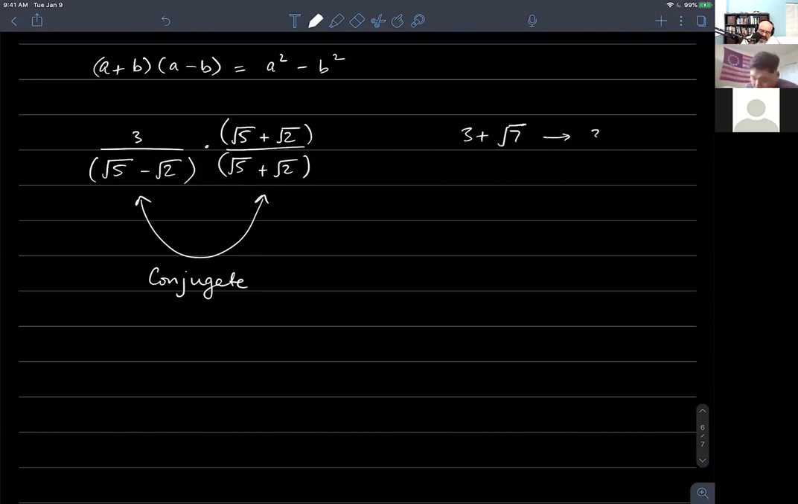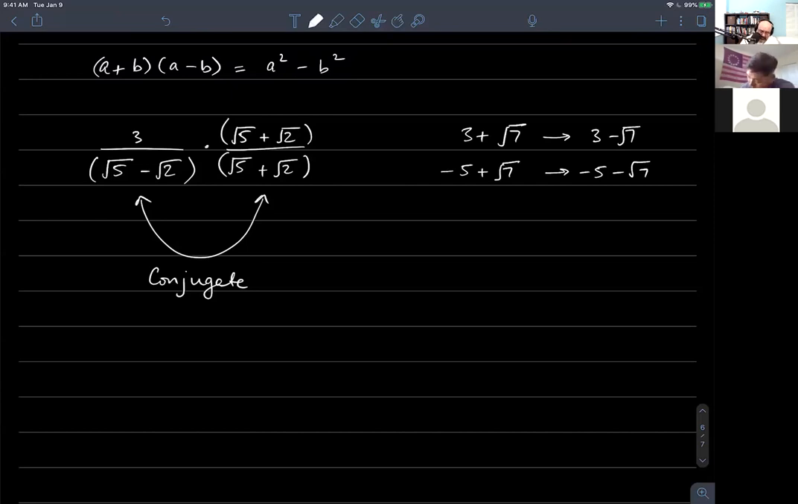3 minus root 7. What will be the conjugate to negative 5 plus root 7? Negative 5 minus root 7. Why didn't you change the sign on the 5? Because you can't do that. I agree. You're right. You can't do that. You only change the sign in the middle, not the sign on the first term.